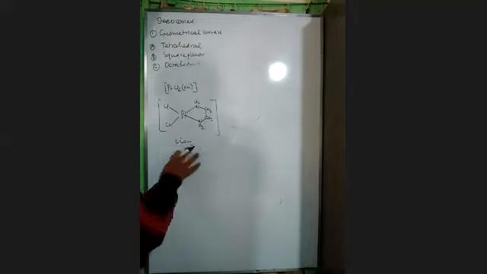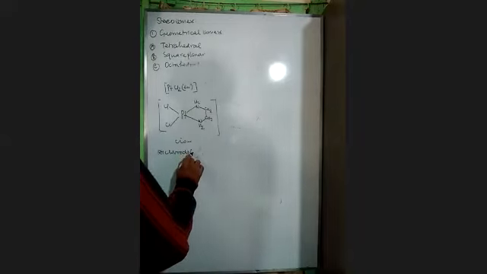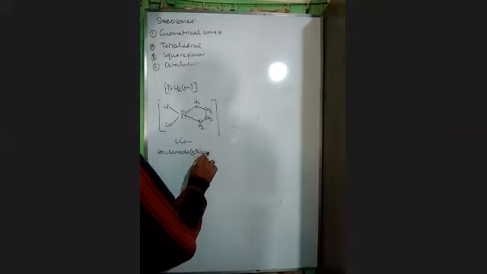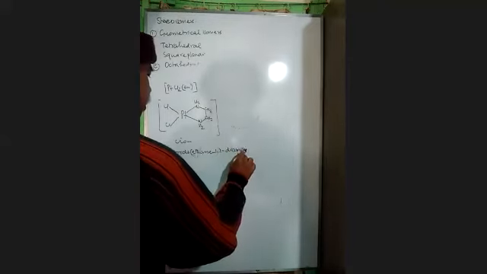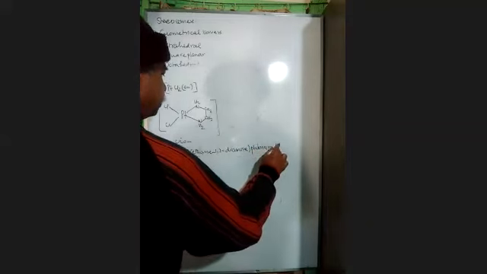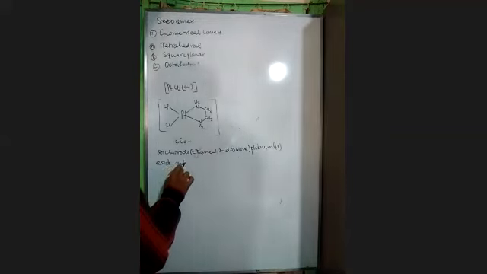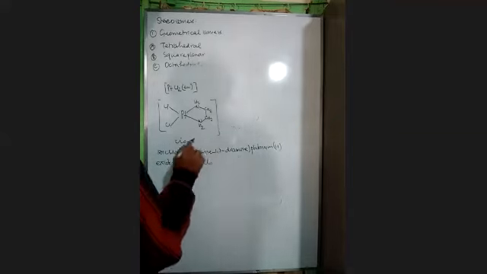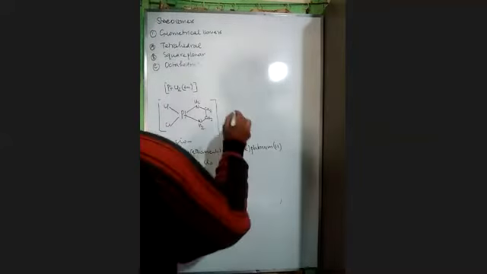Okay? So it is dichlorido, then under bracket ethane-1,2-diamine platinum 2 exists only as cis. Please remember. One more example I can give you.